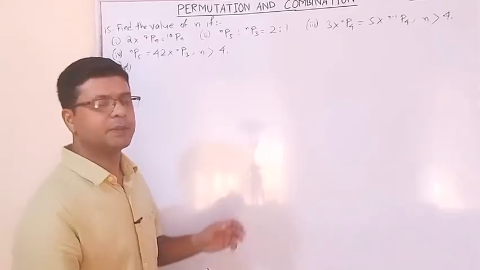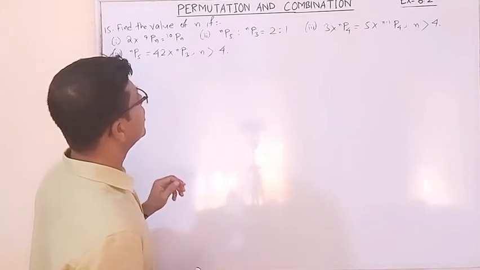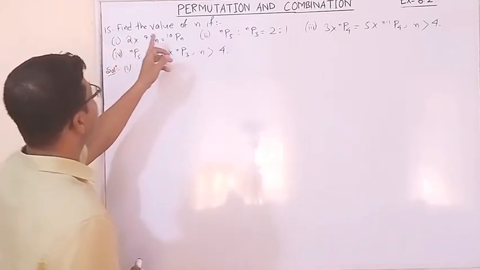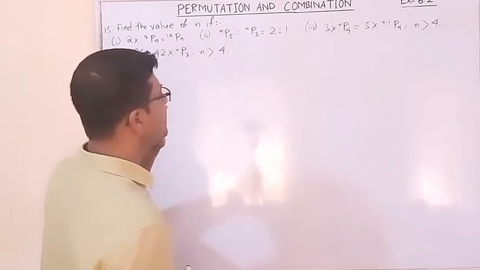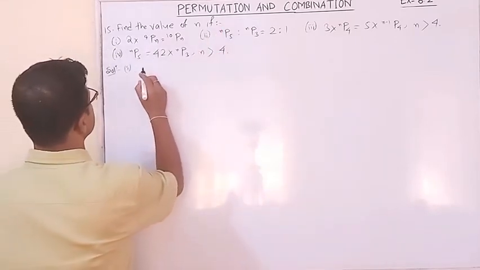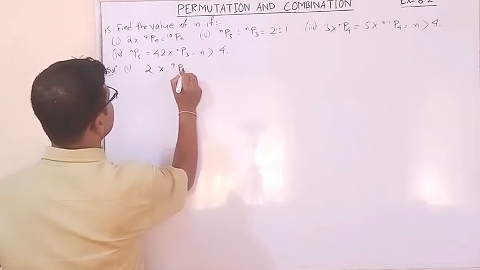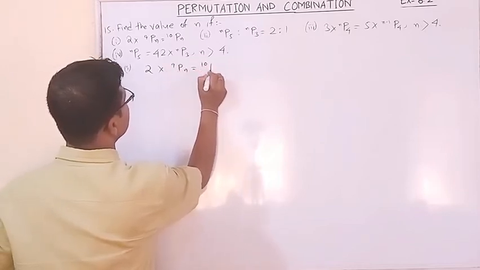Okay, my beloved students, this is the last question of exercise 6.2. Question number 15. Let us read it. Find the value of n if there are 4 parts. Let us take the first one. The solution is 2 into 9Pn equal to 10Pn.